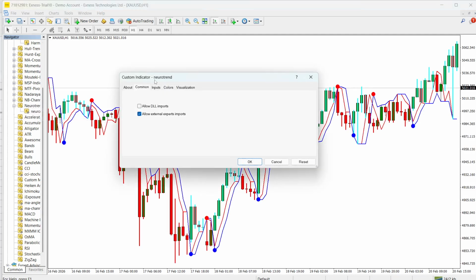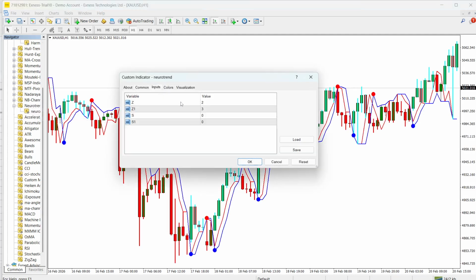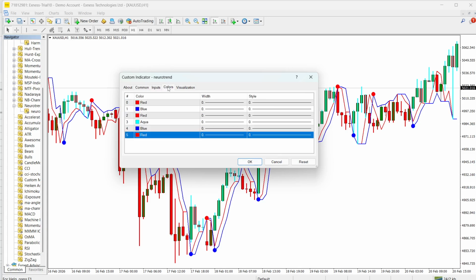As for the settings, let's take a look. The settings include the main calculation period, sensitivity adjustments, and display options for the various visual elements. You can customize the colors for bullish and bearish signals, enable or disable arrows, and adjust alert notifications for trend changes.